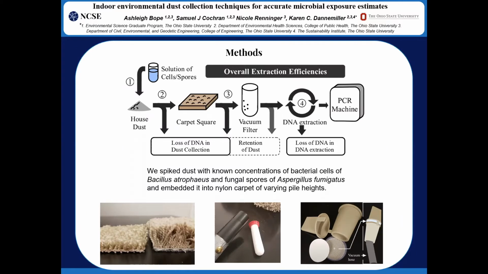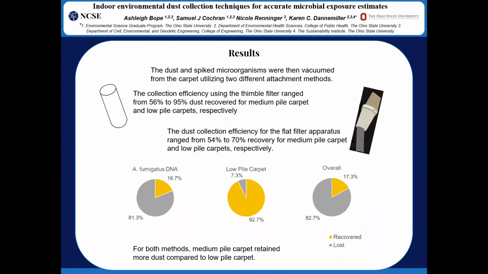Once the dust was embedded into the carpet, we needed to vacuum that dust out in order to measure the microbial DNA present. To do that, we used two different methods. We used a thimble filter method, which is depicted in the schematic at the top, and the dust is collected inside that filter. We also have a nozzle attachment. Both connect to the vacuum in the same way, but in this nozzle attachment, we have a flat filter that the dust is collected on. And so we vacuumed using these two different methods.